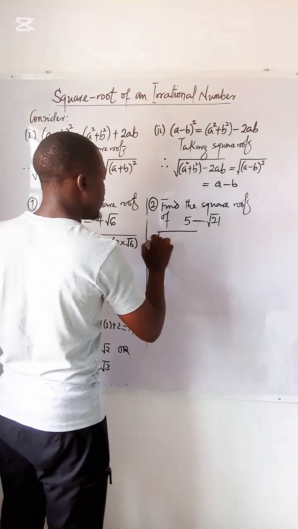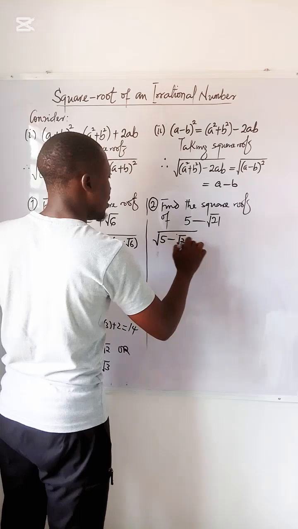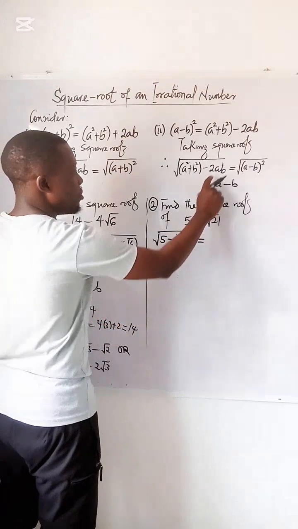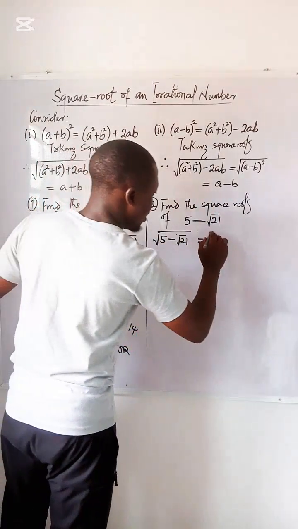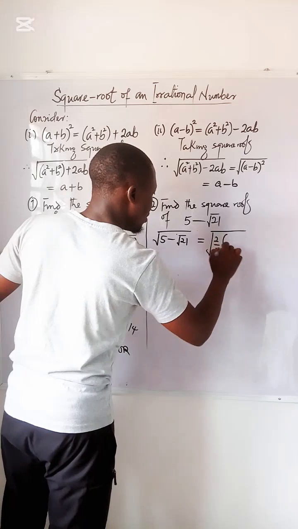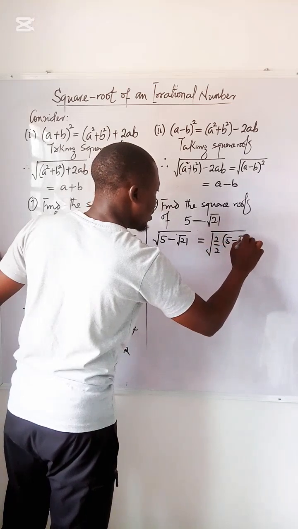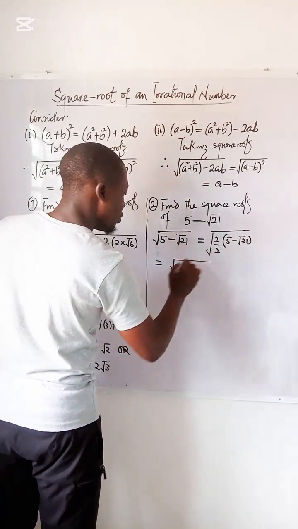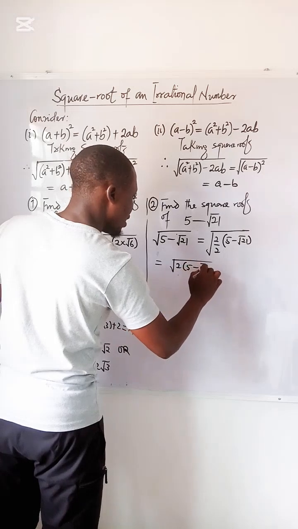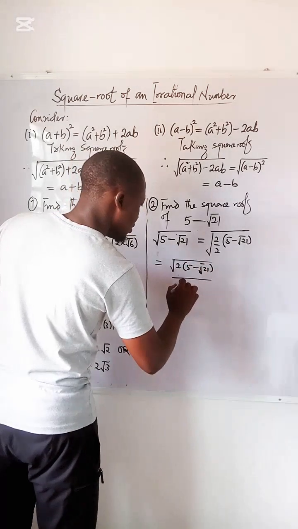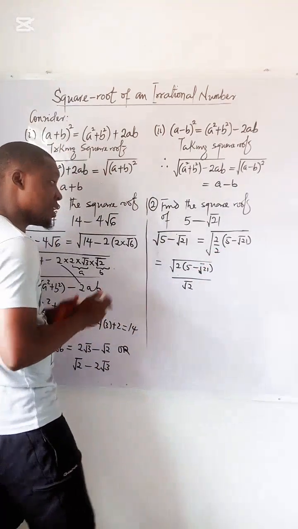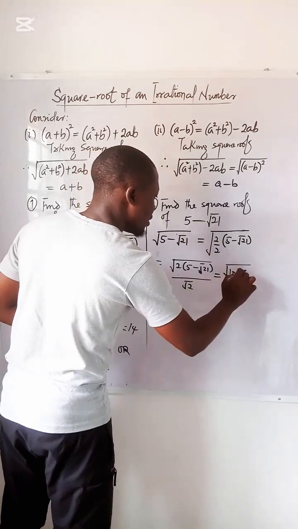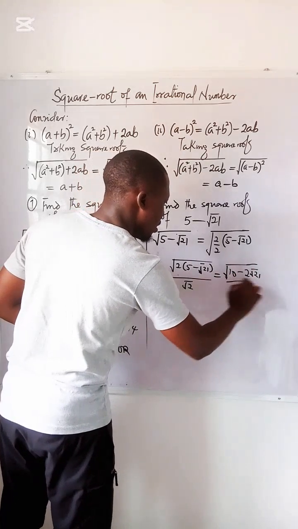Now, if you write the square root of 5 minus root 21, let's try to make 2 come out of here because we have to write this in the form of this. How can we make 2 come out of here? We can do that by multiplying 2 to both numerator and denominator. Now, we can write this as the square root of 2 times (5 minus root 21) over root 2. If I split the numerator and denominator, the top will be the square root of 10 minus 2 root 21, all over root 2.